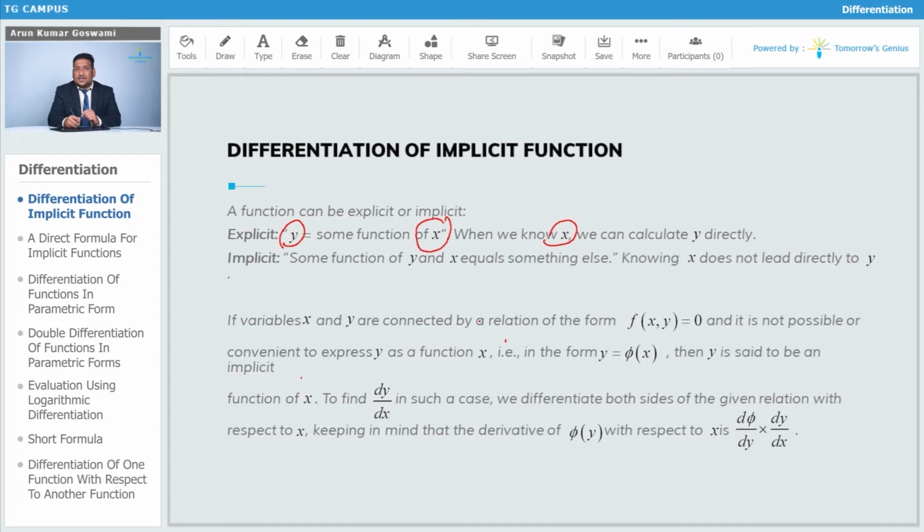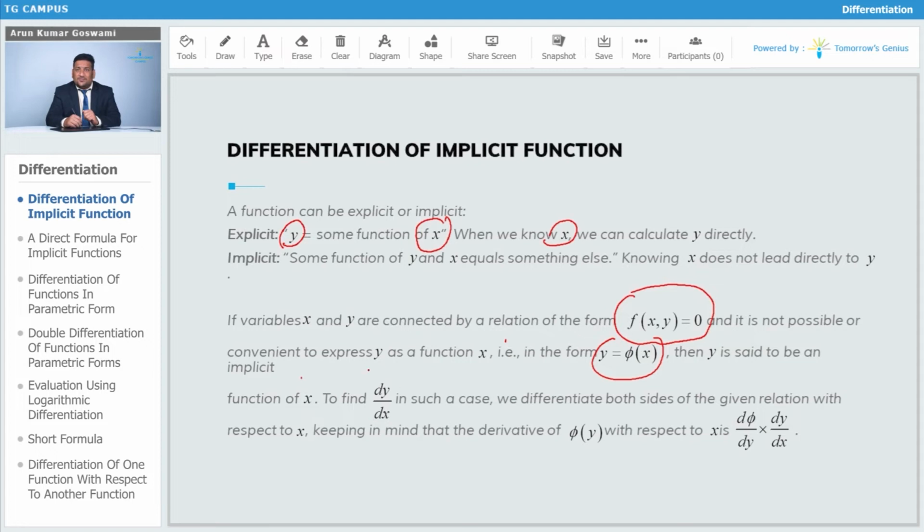As you can see that I have written here, if the variables x and y are connected by a relation of the form, this is the representation of a function in which we have x and y both. It is not possible or convenient to express y as a function of x. In that case we can say that y is said to be an implicit function of x. When we cannot represent our y in terms of x alone, that will be an implicit function.